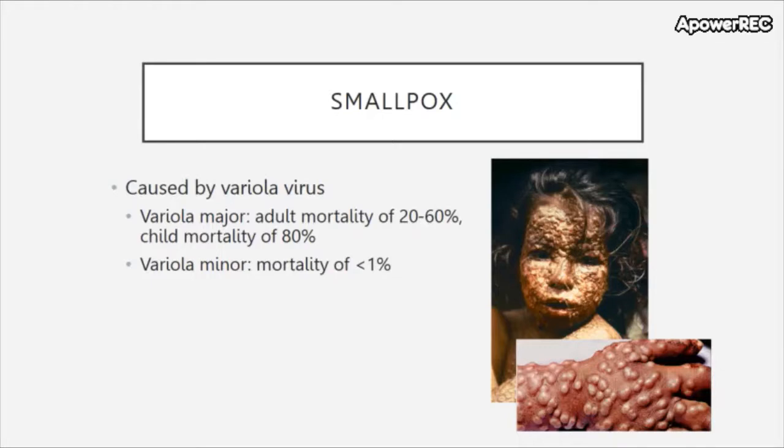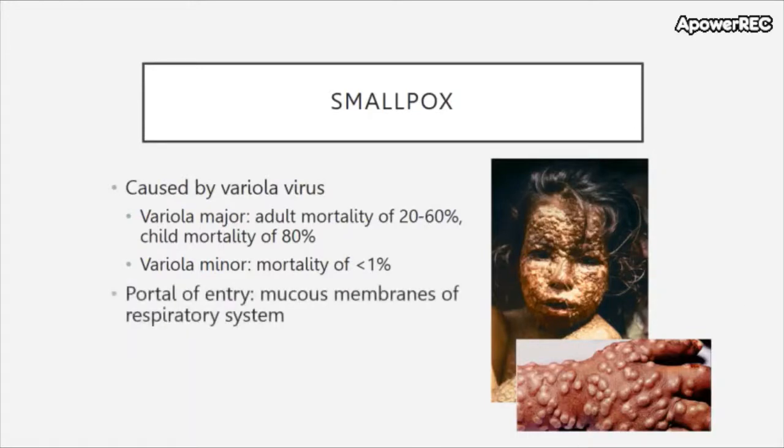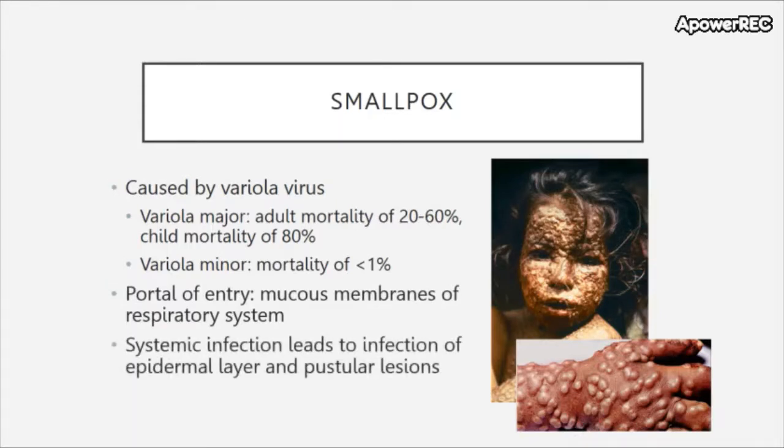Smallpox is caused by variola virus. Variola major has an adult mortality of 20 to 60% and a child mortality of 80%, whereas variola minor has a low mortality rate of less than 1%. The portal of entry are mucous membranes of the respiratory system. Systemic infections lead to infection of the epidermal layer and create pustular lesions.